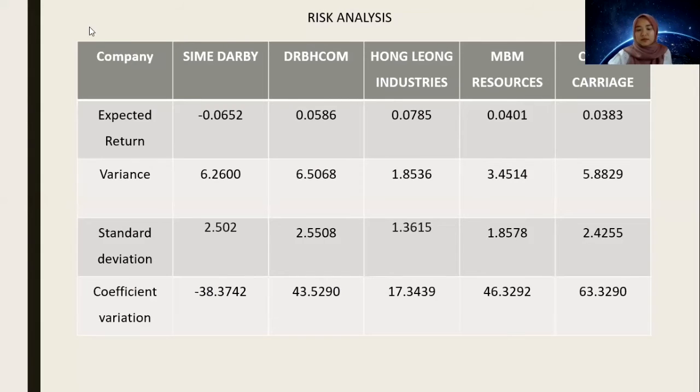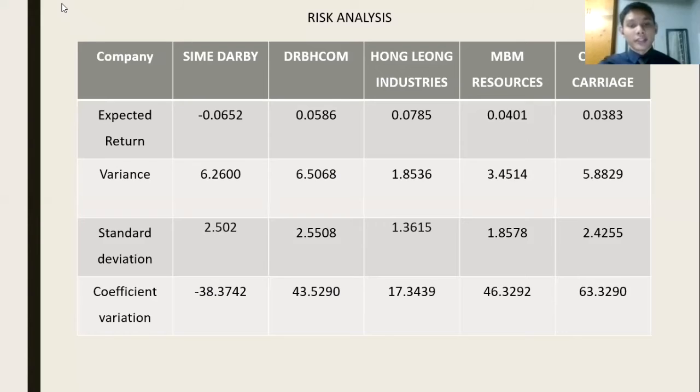To begin risk evaluation, first is expected return. Expected return is the return of an investment which relates to risk. Thus, an investor who is evaluating a future investment will anticipate a certain rate of return. A larger range of possible return makes the investment risky. From the table, Hong Kong Industries has the highest expected return from 2015 until 2019 with 0.0785%, while Sime Darby Berhad recorded negative return with negative 0.0652%.